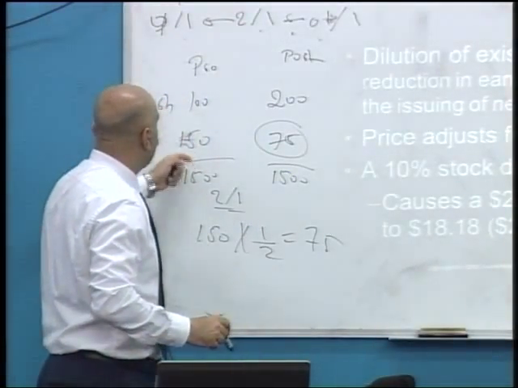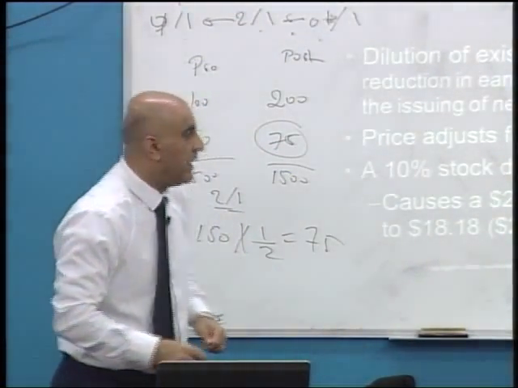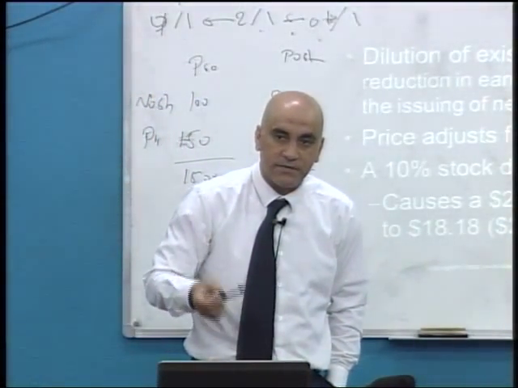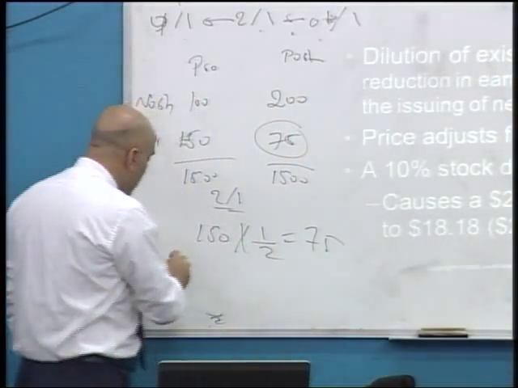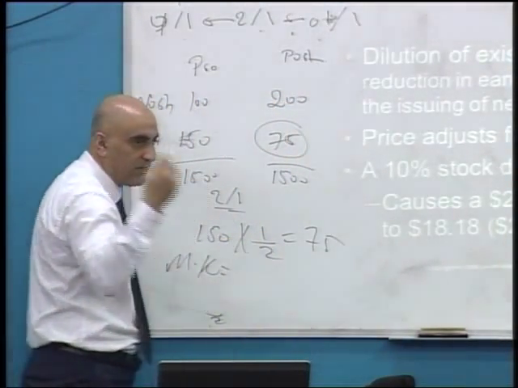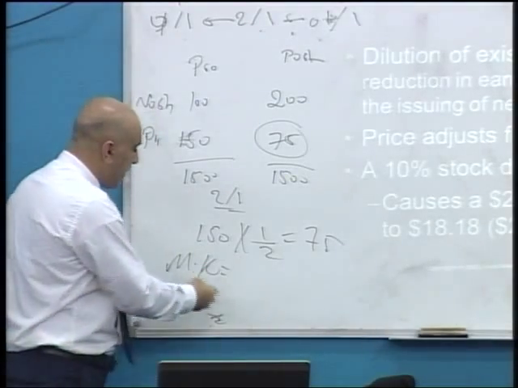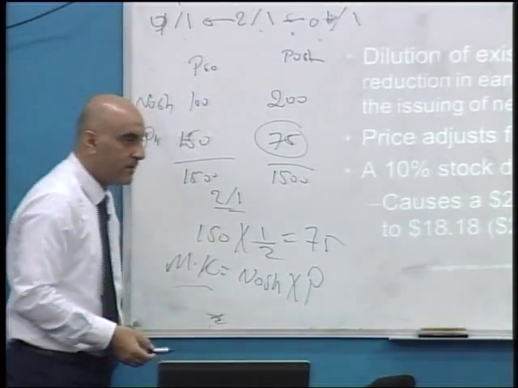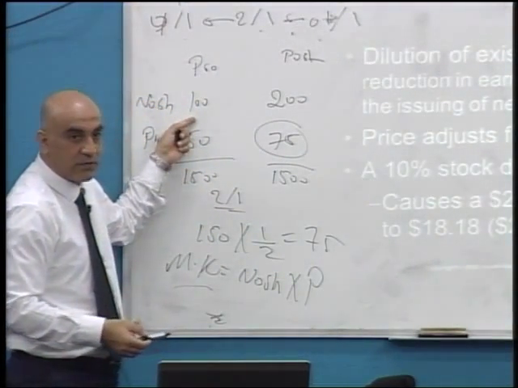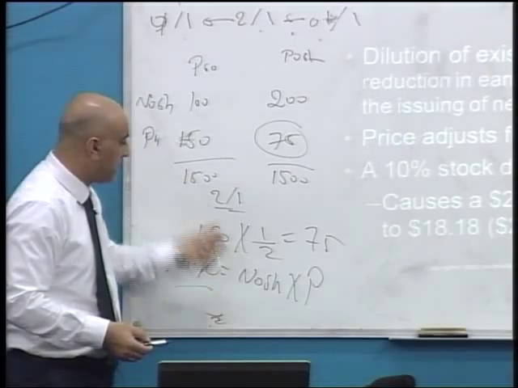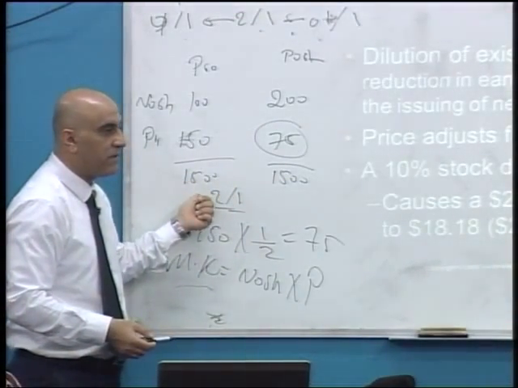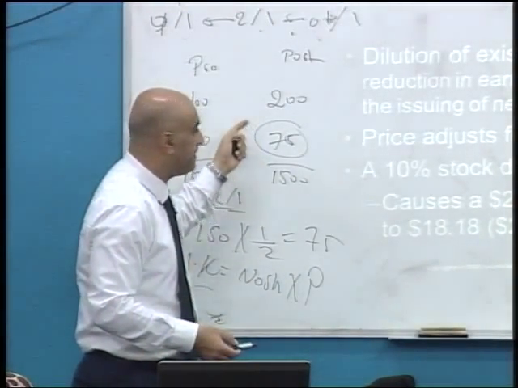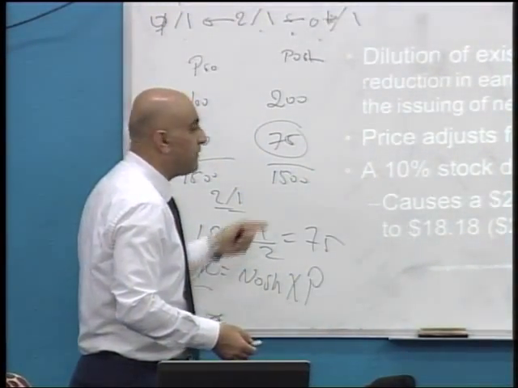275, 100 times 150. What I mean, market capitalization, it means the number of shares outstanding times the price. Market capitalization, just revise the previous chapter. Market capitalization equals the number of shares outstanding times the price. Then we have the number of shares outstanding in the pre times the price, which is 1,500. In the post we have 200 stocks because of the stock dividends, and 75.